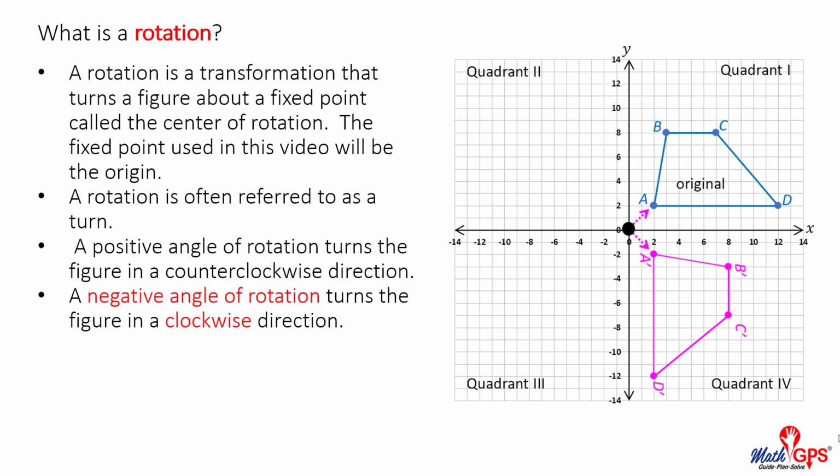A negative angle of rotation turns the figure in a clockwise direction. Original quadrilateral ABCD is rotated about the origin negative 90 degrees clockwise to create quadrilateral A', B', C', D'. A negative 90-degree rotation is the same as a 270-degree rotation counterclockwise.